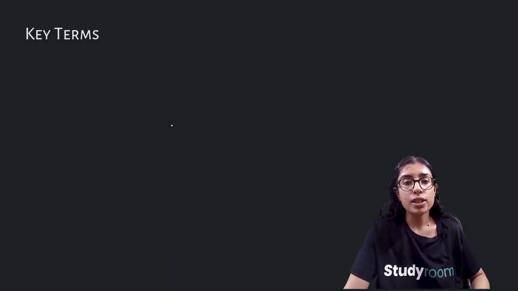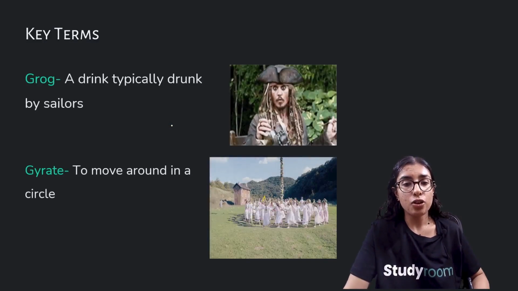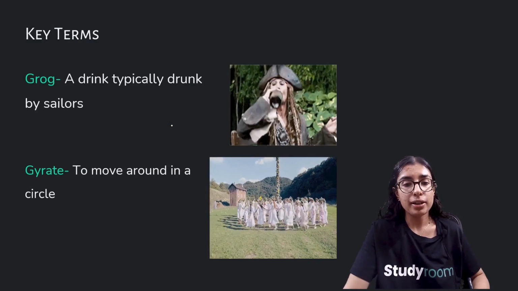There are a few key terms that we must go through in order to understand the poem better. Grog, a drink typically drunk by sailors.